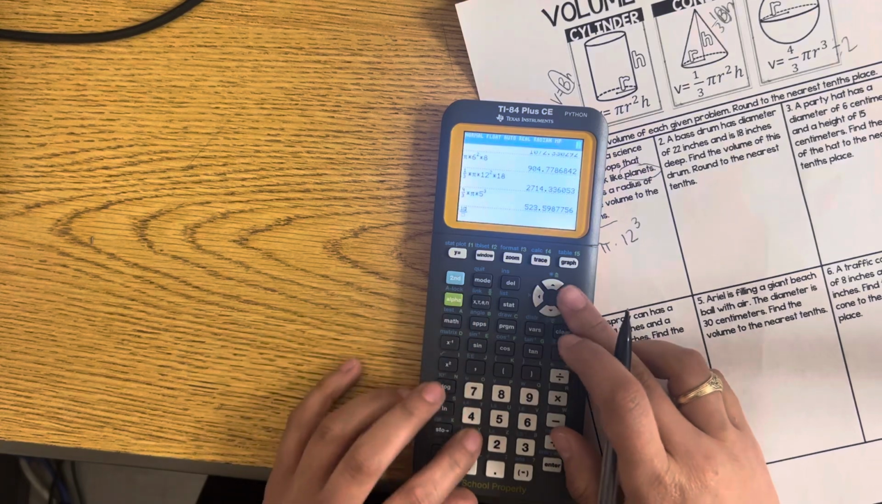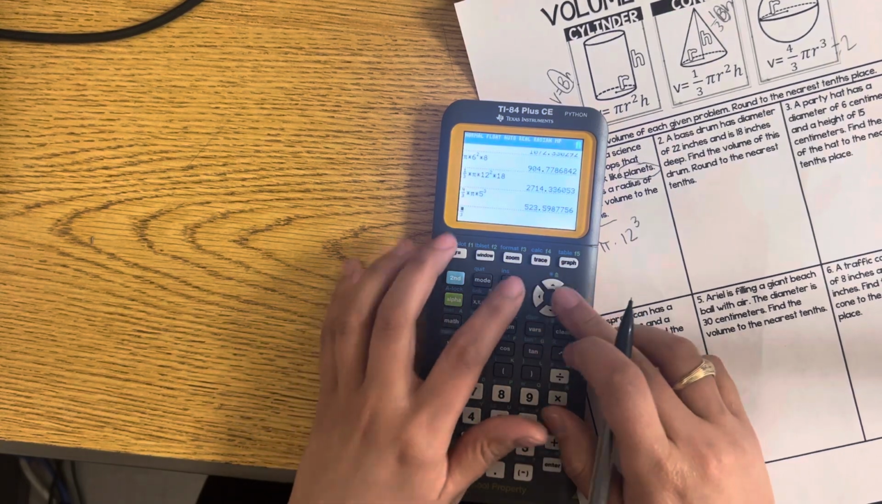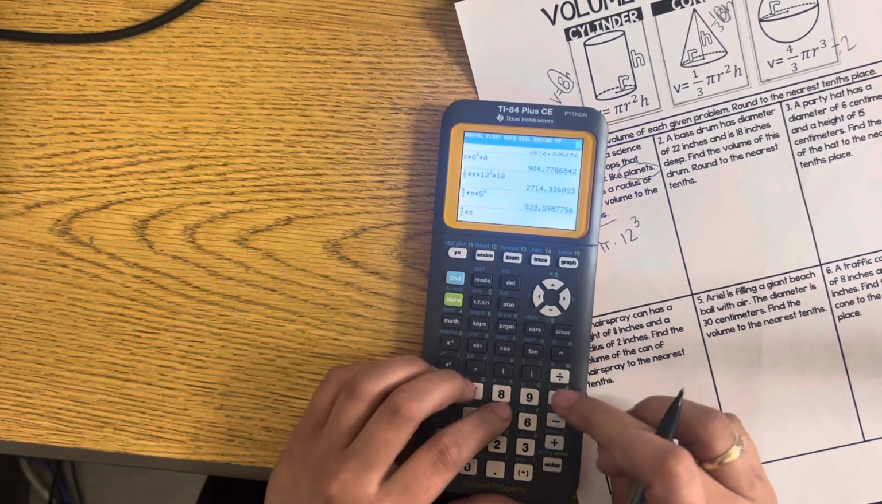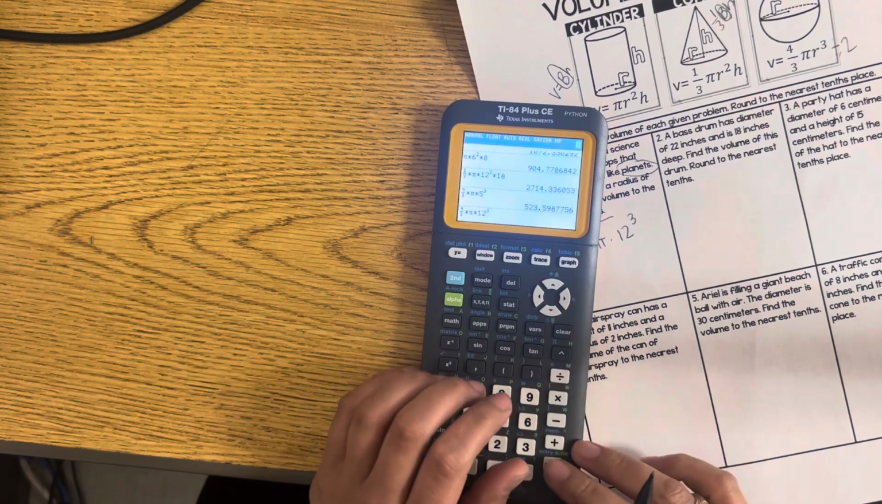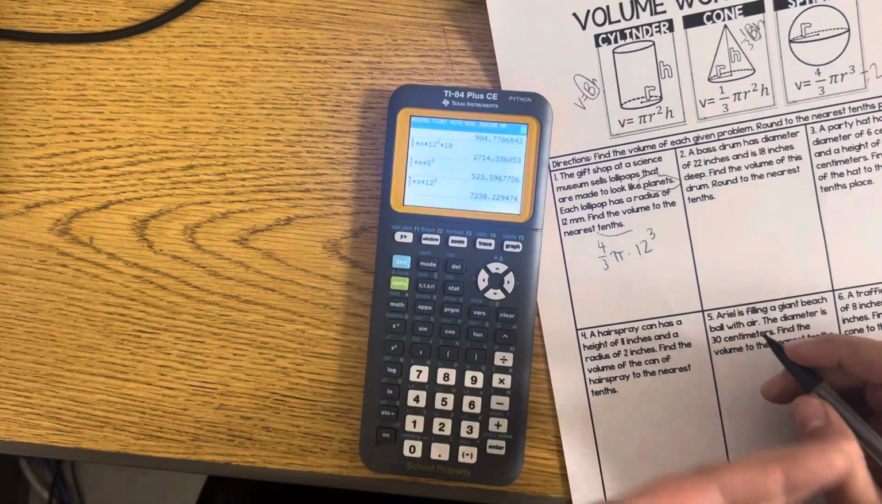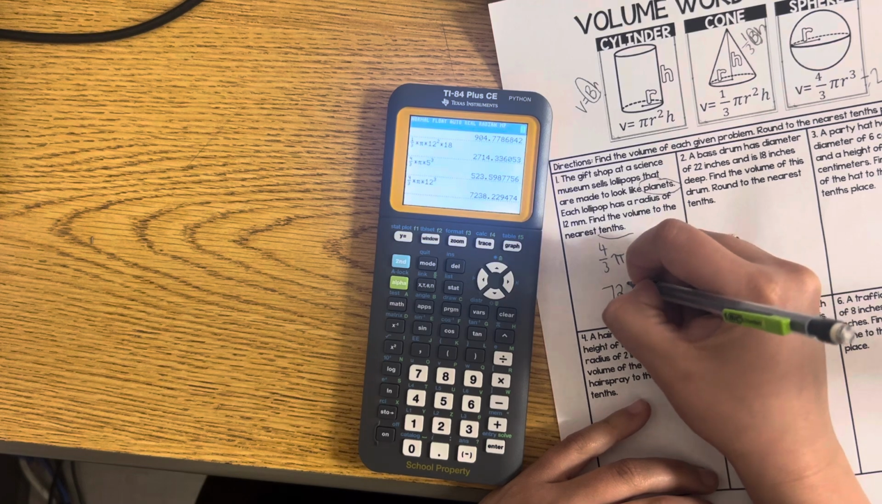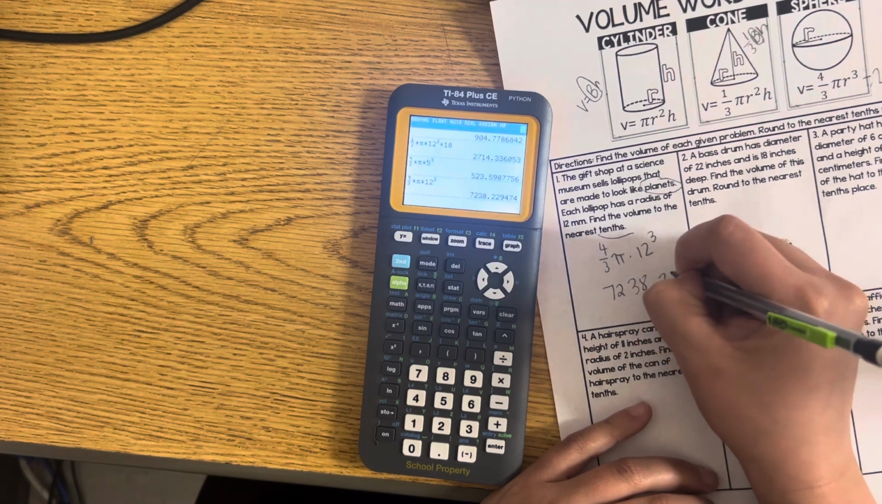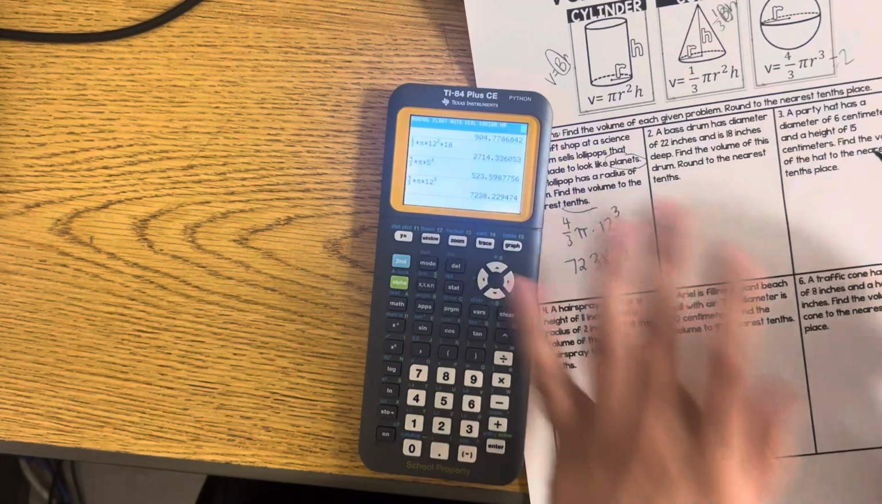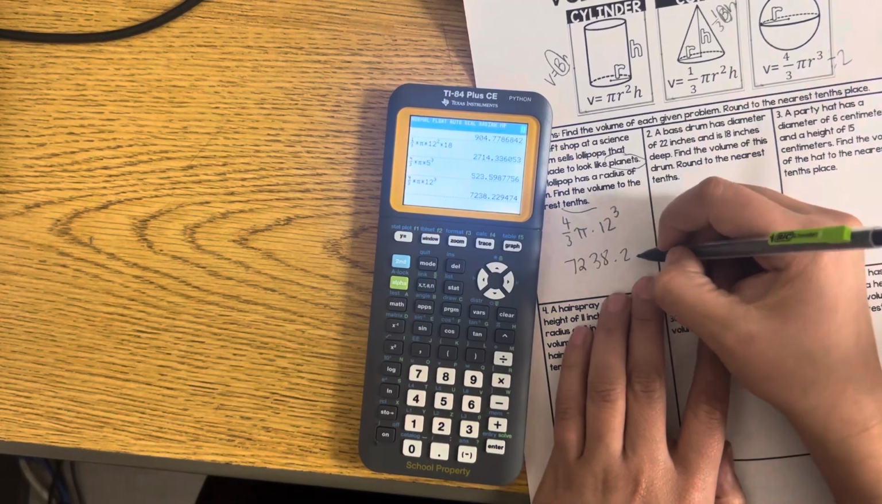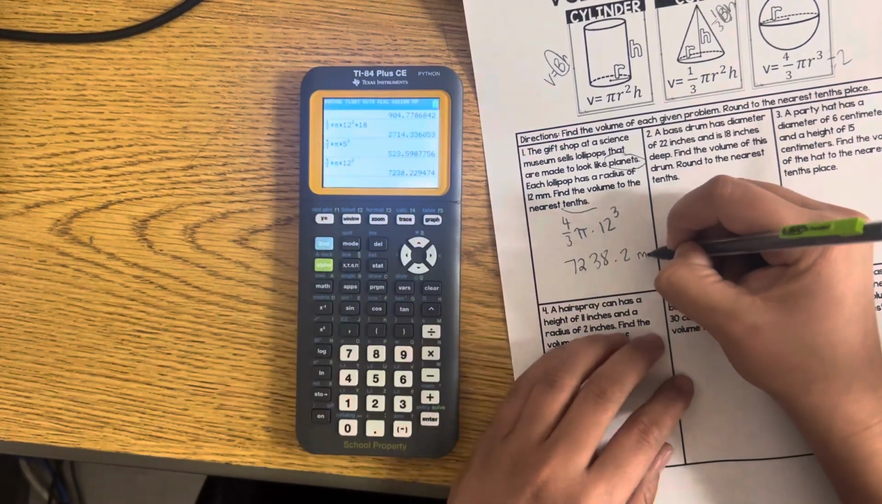So again, it's just taking what our background knowledge may be about lollipops, about planets. And it doesn't mention anything about cutting this planet in half. So my answer is 7,238.2, because it rounded to the tenths place. And that would be millimeters cubed.